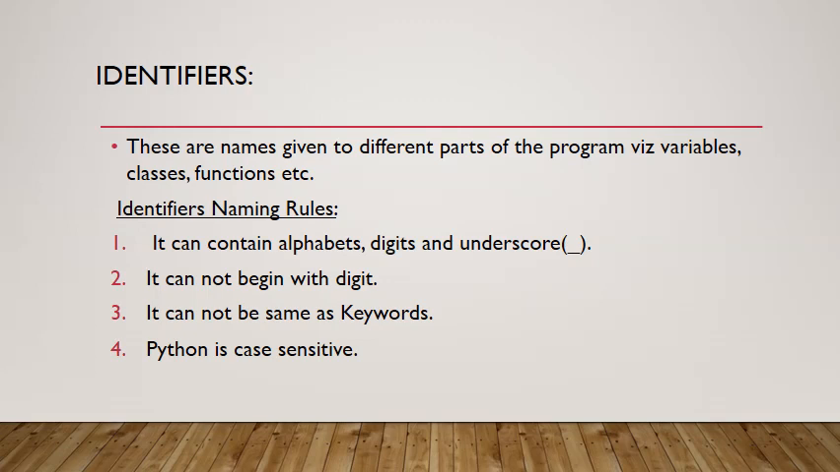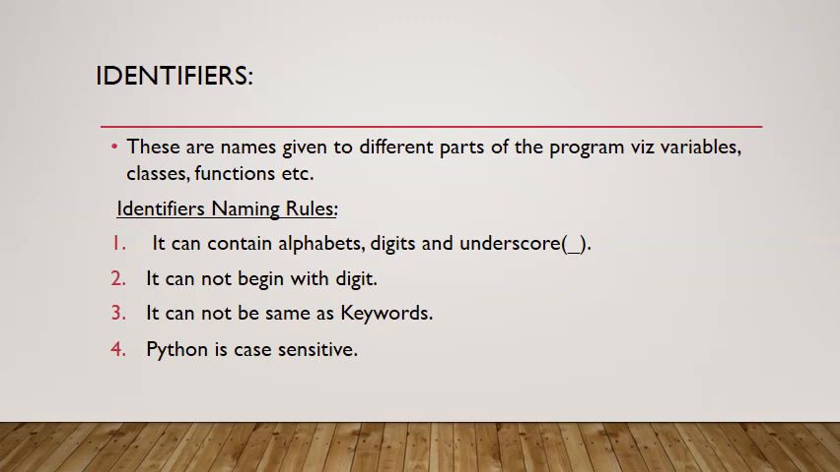It cannot begin with a digit. It can be started with alphabets, or it can be started with underscore, but it cannot be started with a digit. It cannot be the same as keywords. As you know, we can do only the work for which keywords have been defined. So any identifier cannot be the same as keywords.